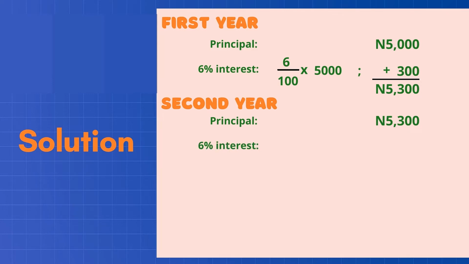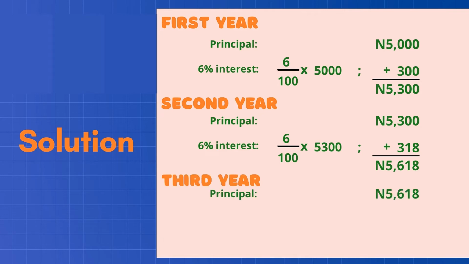6% interest of 5,300 naira will now be equals to 6% times 5,300. Multiplying and dividing, you have 318. Now you sum 5,300 and 318 to have 5,618. This is the new principal.